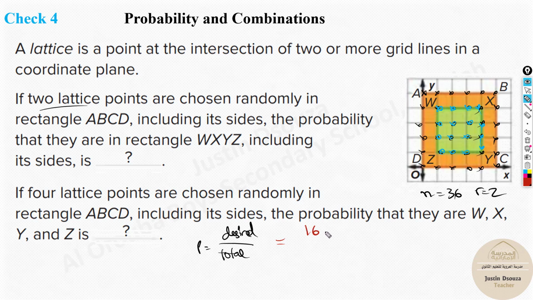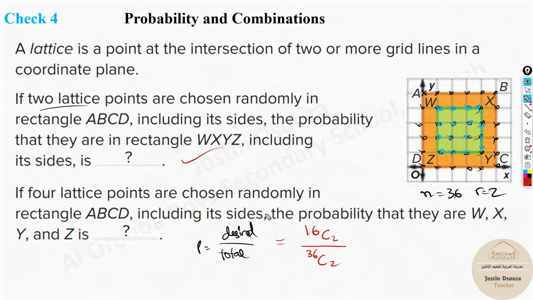Now here again remember 16 what? Is it just 16? No, it is 16C2. Why? Because all these are possible, right? Two are being selected, either this or this or this. There are various possibilities. So it is 16C2. Over here also you need to use combination. And what is the total? Total is basically 36 is N. We have 36C2. Just put this in the calculator. You will get the first answer.